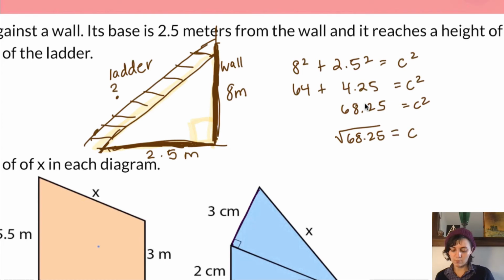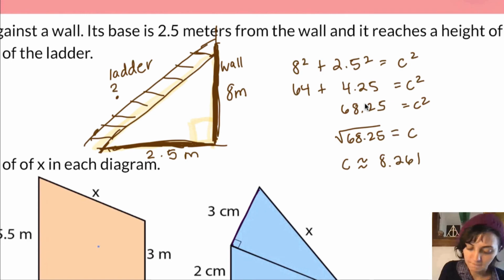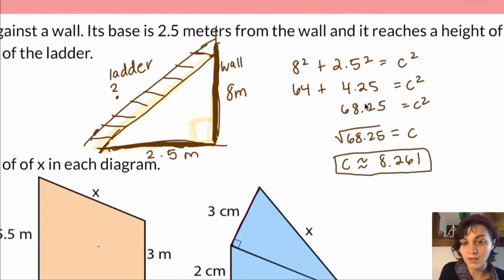So, 68.25 square root. But I would have to say that C is approximately 8.261. And so when you give an approximation, or when I convert it to a decimal, this is an approximation because the decimal that it gave me was a lot longer than this. I'm going to round to the nearest 3 decimal places, and I'll make sure to say that this is approximately what it is since I'm rounding.